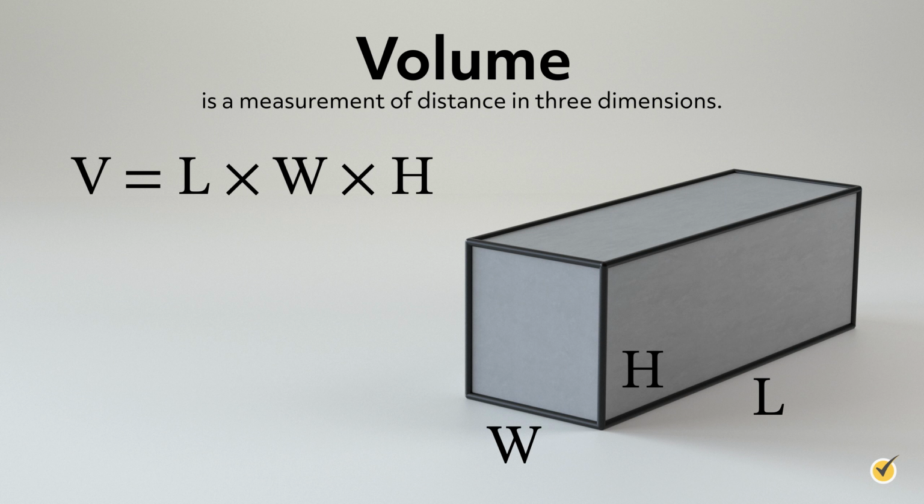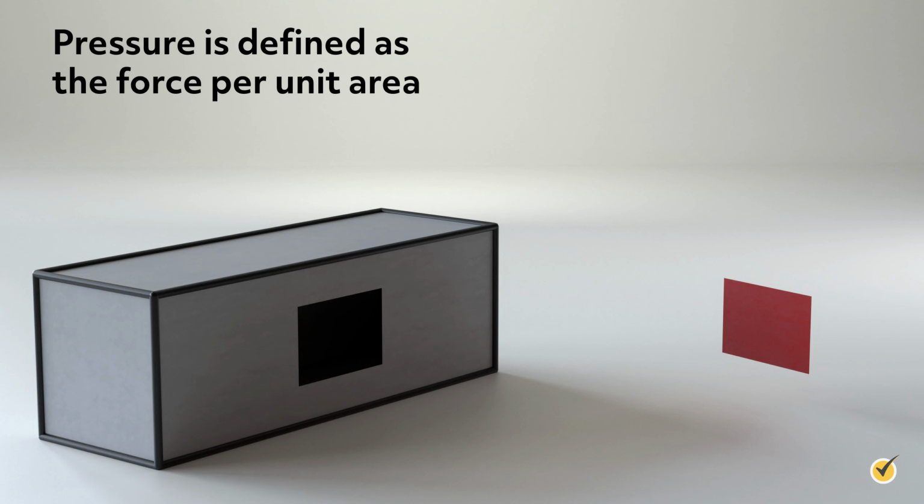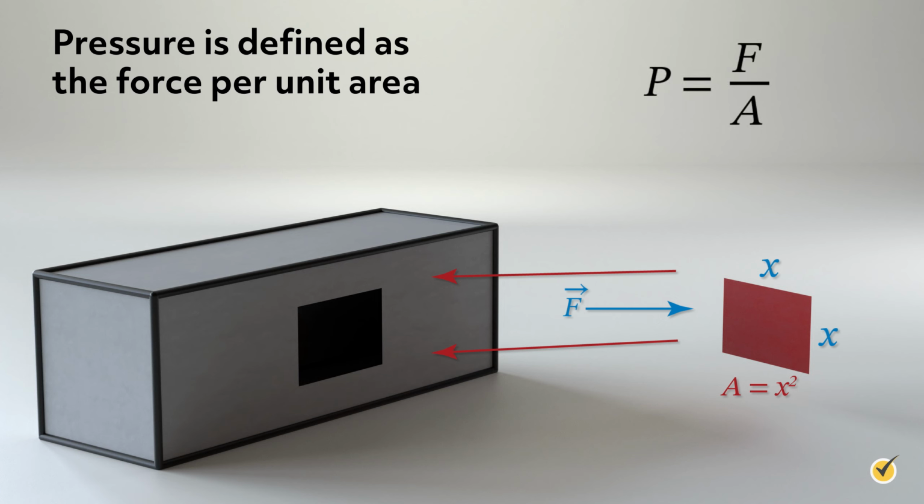Now let's look at pressure. Pressure is defined as the force per unit area. Imagine we have a flat surface with a certain area. This would be A equals x squared. Let's now say that this flat area has a force pressing against it. We could use our equation, P equals F over A, to measure the pressure.